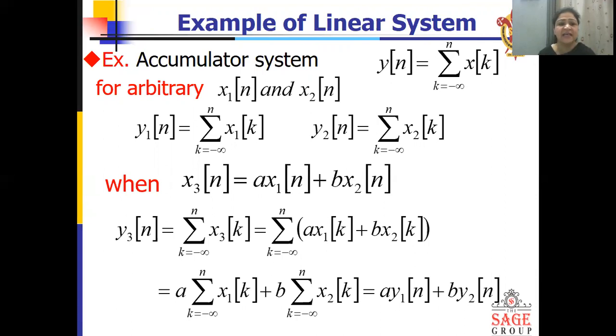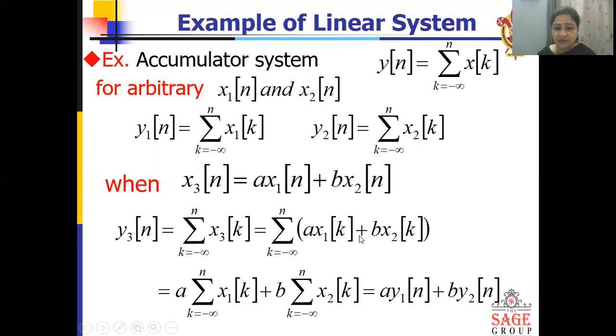y1[n] is given as the summation for k from minus infinity to n of x1[k]. y2[n] is given as the summation for k from minus infinity to n of x2[k]. When I have another input given as a x1[n] plus b x2[n], in that case the output will be the summation of x3[k], where k is again from minus infinity to n. x3[k] is a x1[k] plus b x2[k].